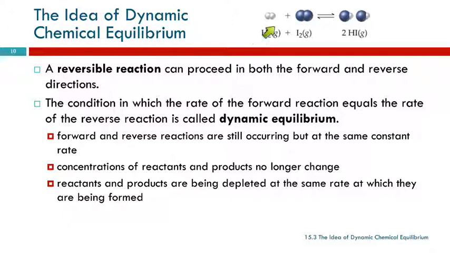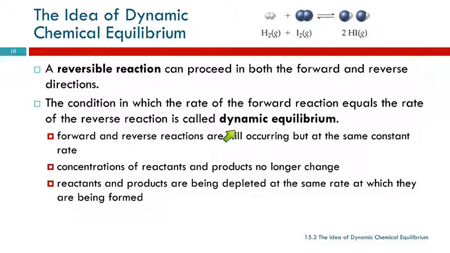The hydrogen and the iodine molecules can react with each other and form two molecules of hydrogen iodide, or these two hydrogen iodide molecules can bump into each other and decide that they'd rather be individual hydrogen and iodine molecules again. And the reaction proceeds in the forward direction and in the reverse direction.